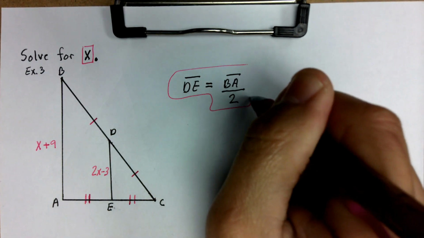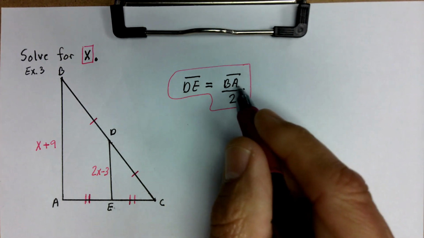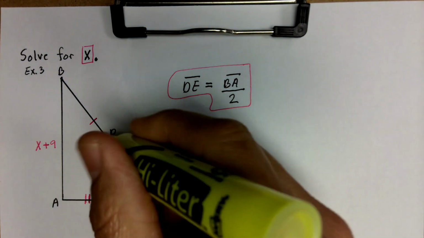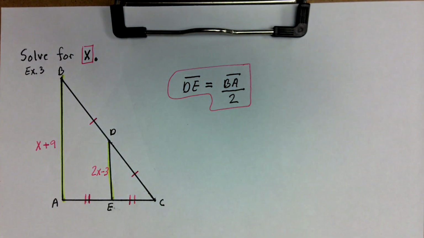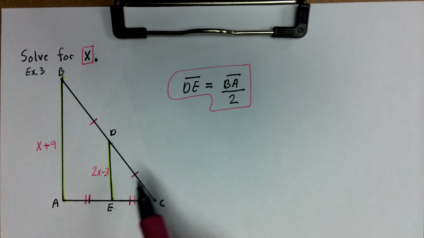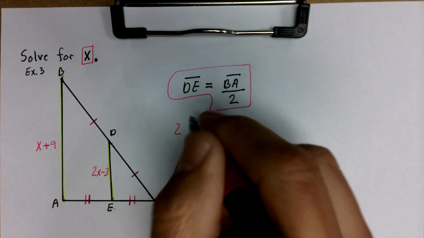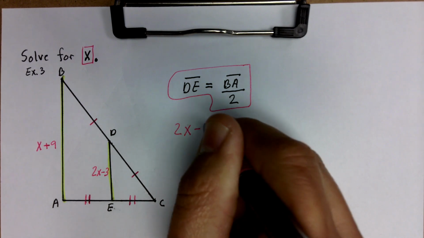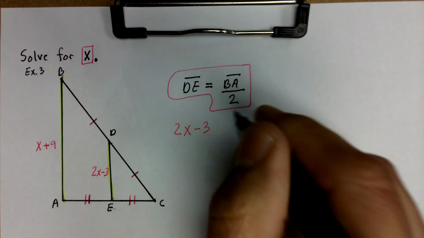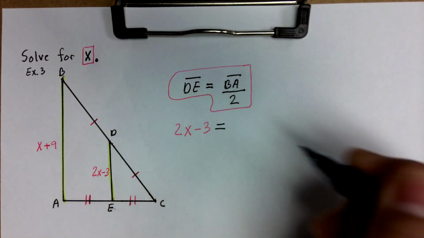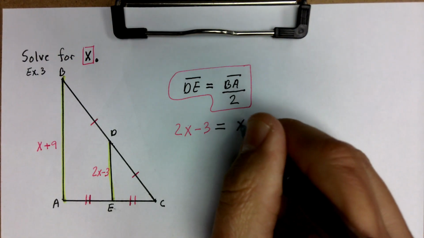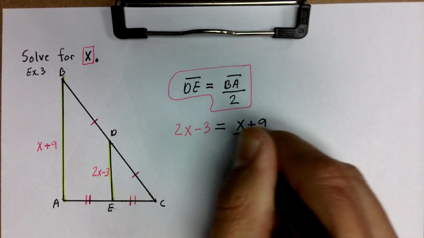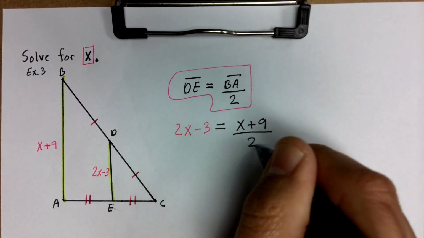And I'm going to write it out just like this, but instead of putting DE and BA respectively, and I'm going to highlight them, DE and BA, I'm actually going to put the expression in its place. So for DE, I'm going to go and put the 2x minus 3. So 2x minus 3. And I'm going to set this equal to BA, which is x plus 9, divided by 2.